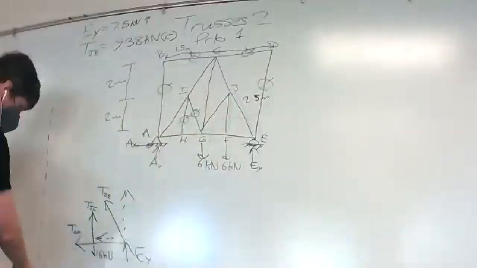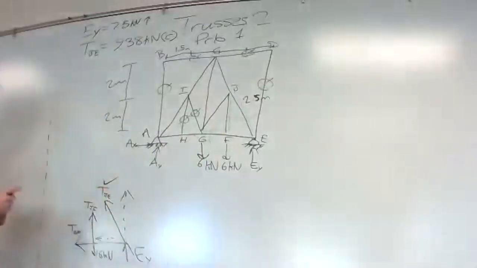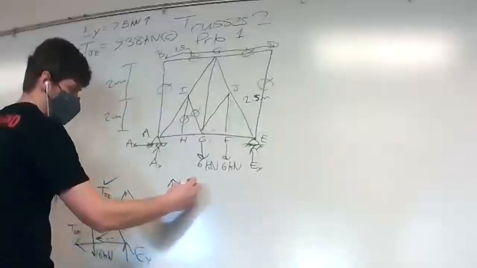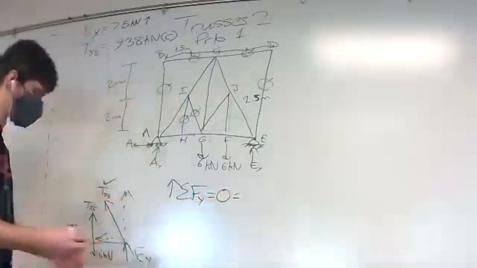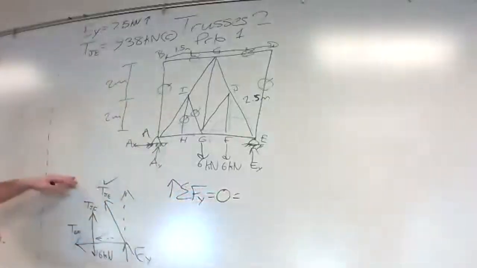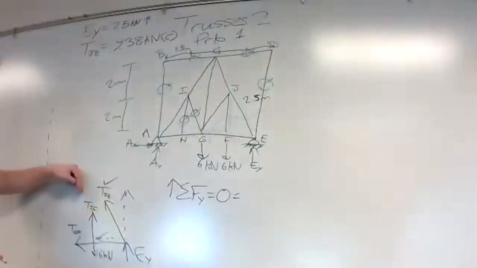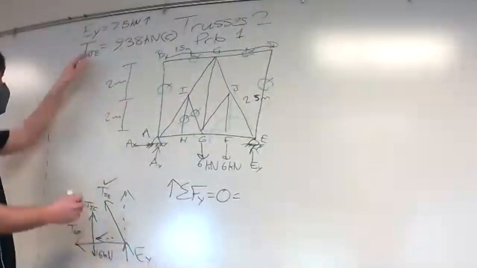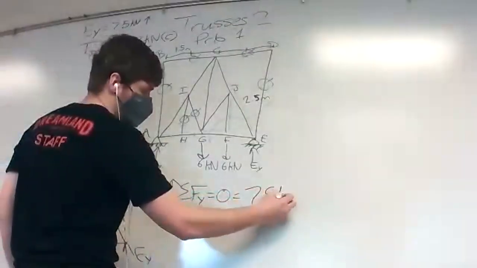So now that we know TJE, that one's done, we can go ahead and just do the sum of the forces in the y direction. It's equal to 0. This is going to be equal to EY. We're doing the sum of the forces in the y direction to solve for TJF, because now in the y direction, this is our only unknown. So we'll have plus EY, 7.5.